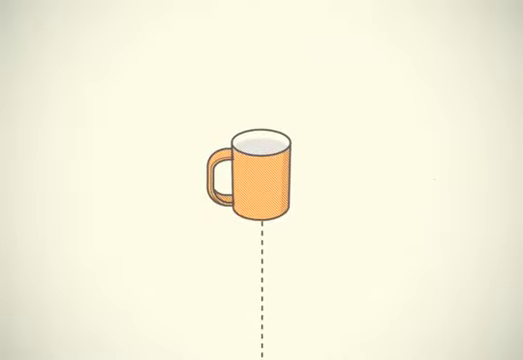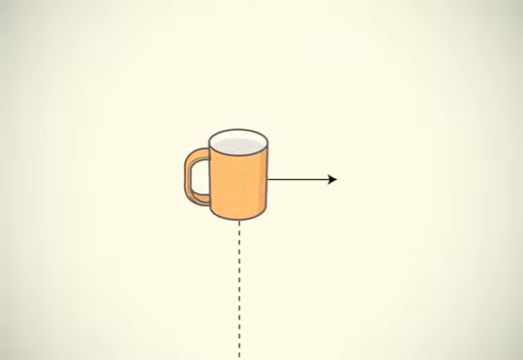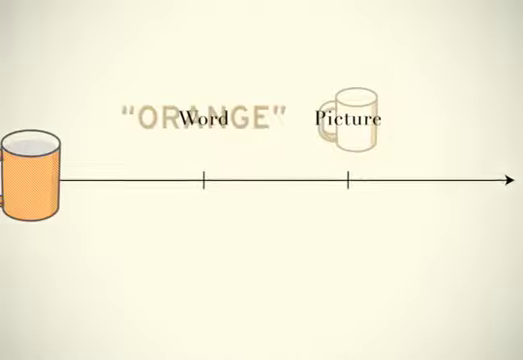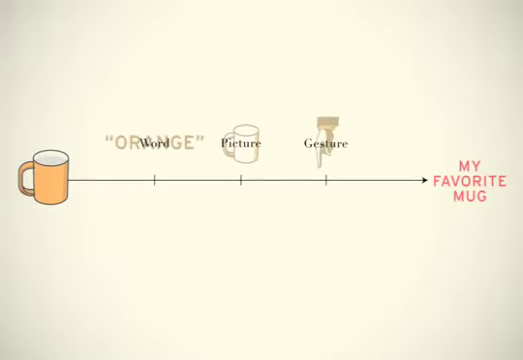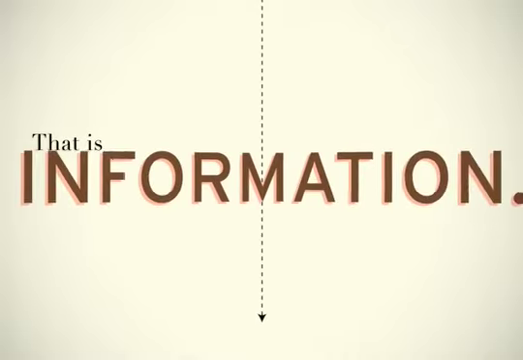To understand what information really is, you have to think about what it was that gave you the confidence to choose the short orange mug as my favorite mug after I told you it. Was it the word? Was it the picture? Was it the gesture? No, it really wasn't the medium. It was the message. And that is information.